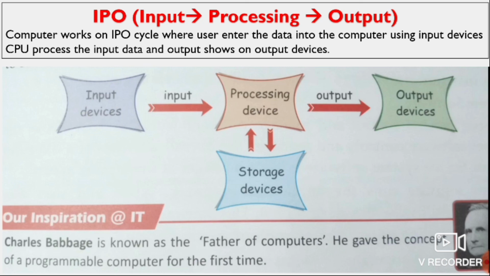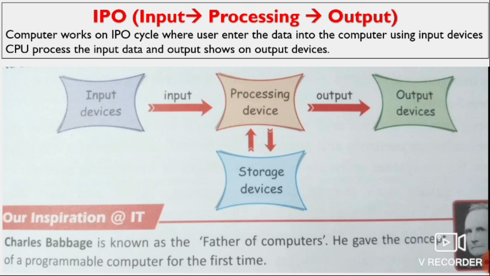As you can see in the picture, first we enter the data into the computer with the input devices, with the keyboard, mouse. After that it goes to the CPU for the processing work. After processing that, it goes to the output devices for showing the result. And as we store the data, it moves to the storage devices.